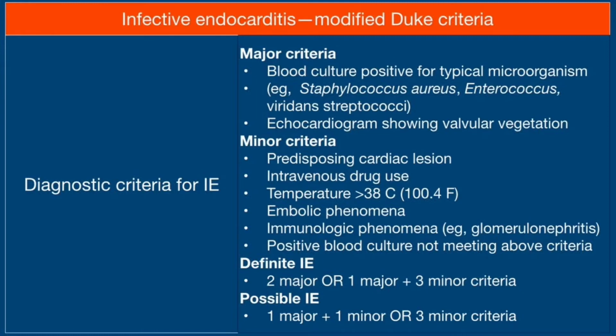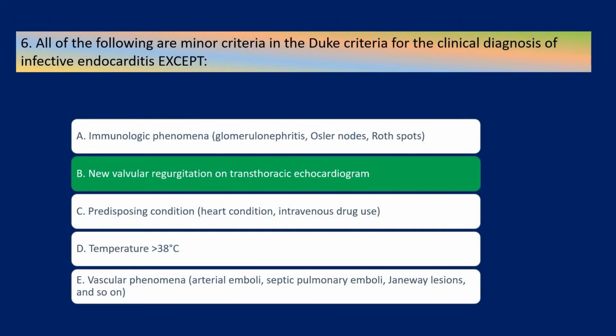But if only one major plus one minor or three minor criteria are present, then you can say that there is possible infective endocarditis. Okay, so in this question, the answer is B. On echocardiogram, new valvular regurgitation is basically a major criterion, not a minor criterion. So let's move on to question number 7.